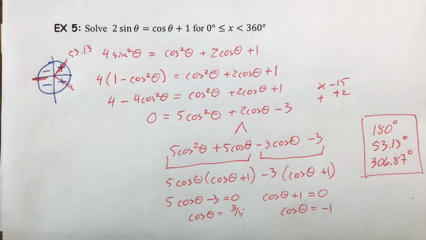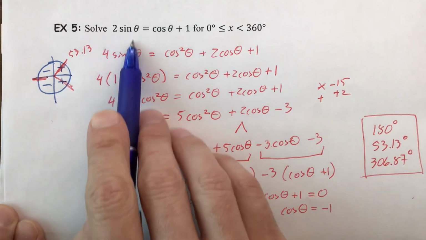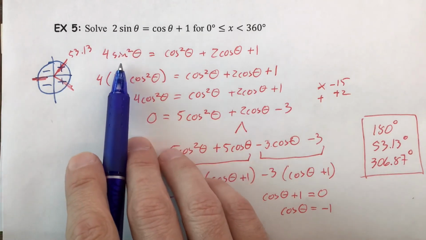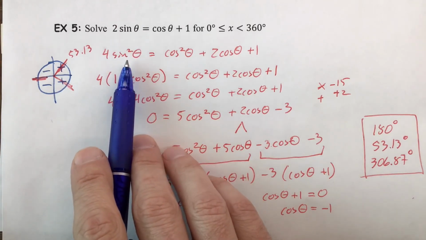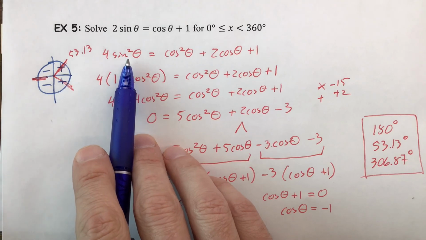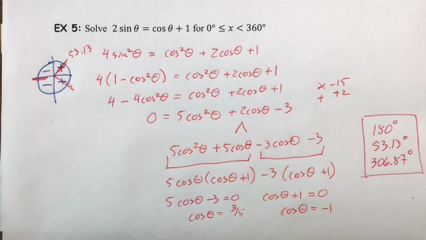Here's the part that you might not like. Sometimes when you're solving problems, you can actually create extra answers that are not really correct. We call them extraneous solutions. And we did that in this problem. One of these answers is actually extraneous. And it happened because at the very beginning of the problem, going from here to there, I decided to square. And when I did that, it brought in an extra answer. The extra answer that we end up with is the 306.87.